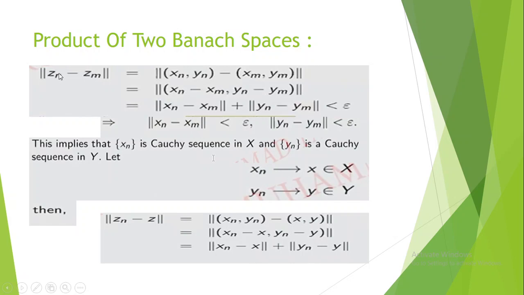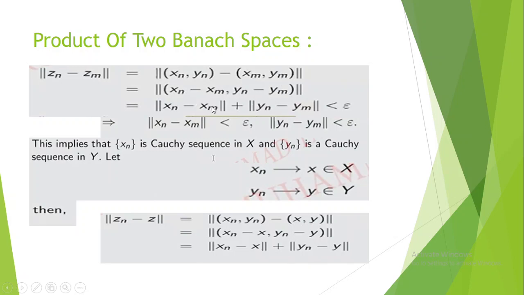So the difference between the sequence Zn and the other sequence Zm. Zn belongs to the Cartesian product of normed spaces, so it has the form of ordered pairs. Zm also will be an ordered pair. So this is usual: to subtract two ordered pairs, we subtract the first coordinate from the first coordinate, and the second coordinate from the second coordinate. So this is general.